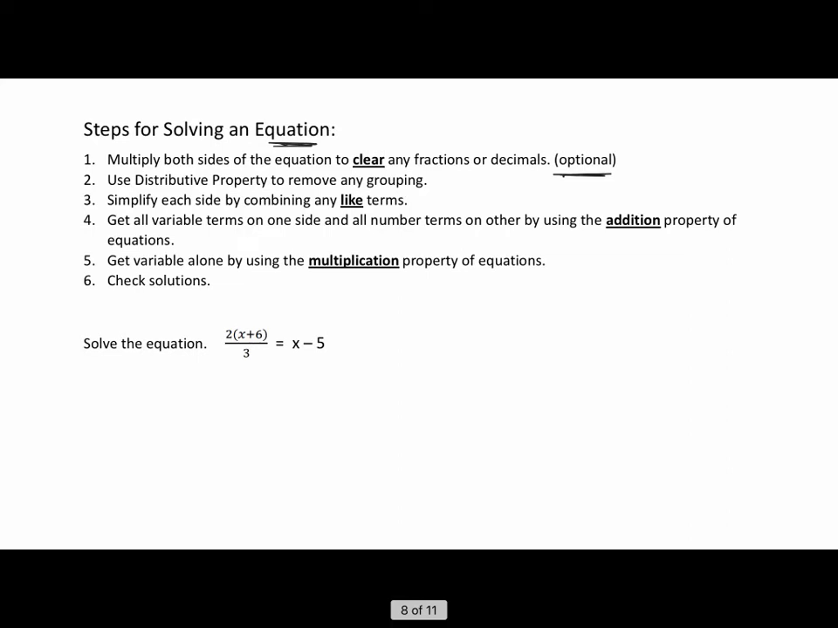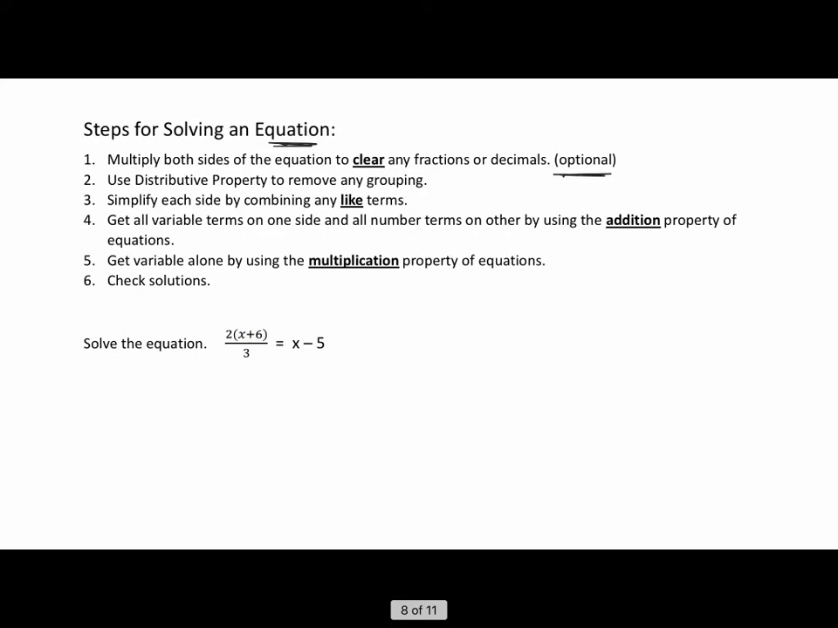The second step is very required. If you have any parentheses, then you can use the distributive property to remove the grouping. Third step, simplify each side by combining any like terms. Left side first and then right side.